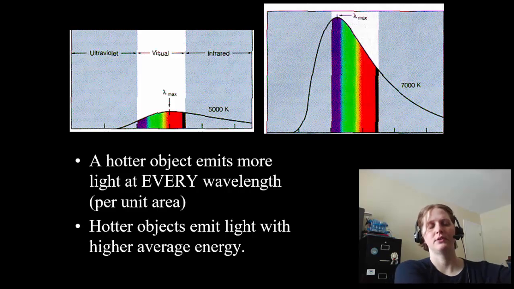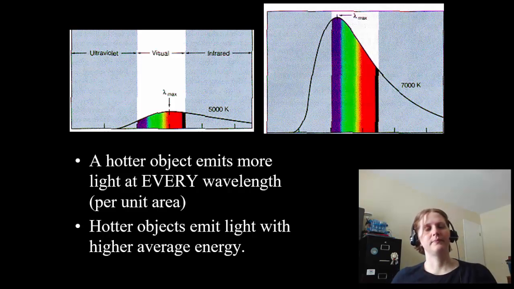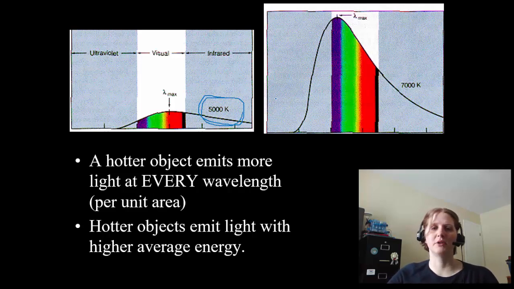Still talking about thermal radiation. Here are two example curves of thermal radiation spectra, which depend only on the temperature. 5,000 degrees Kelvin, a little bit cooler than our sun. 7,000 degrees Kelvin, much hotter than our sun.